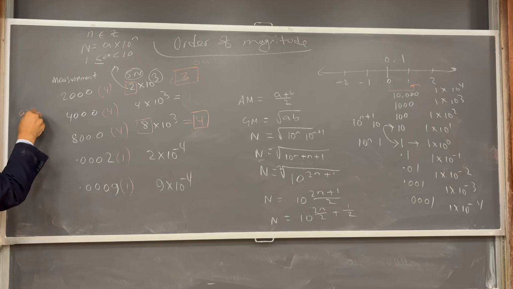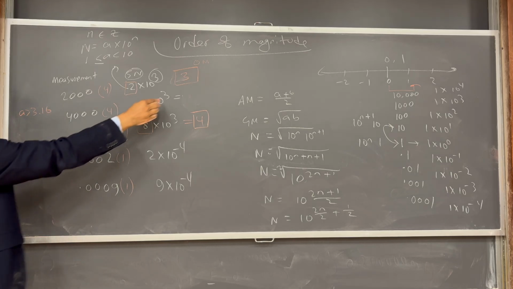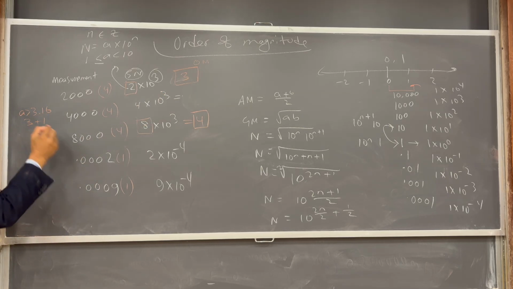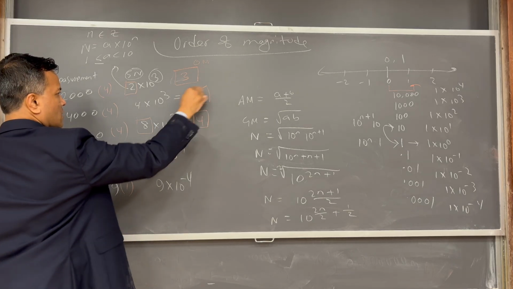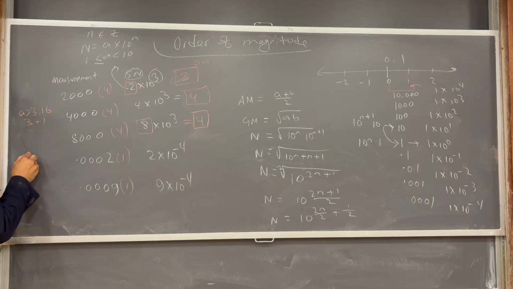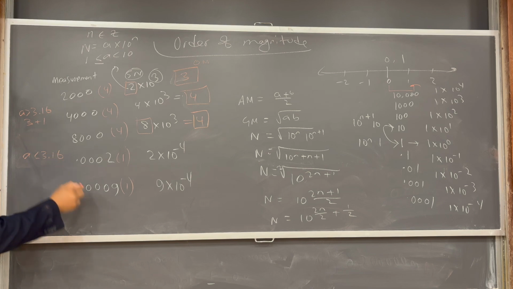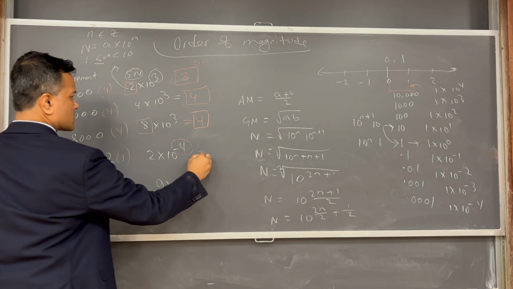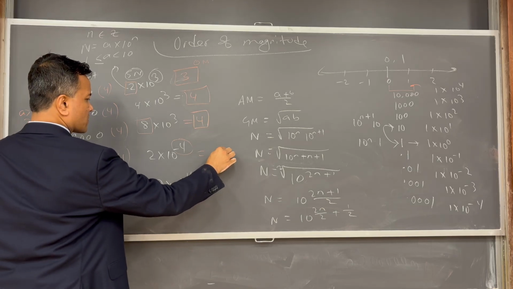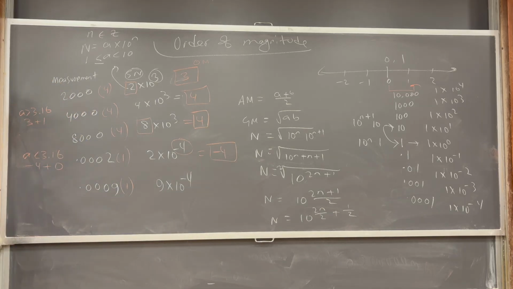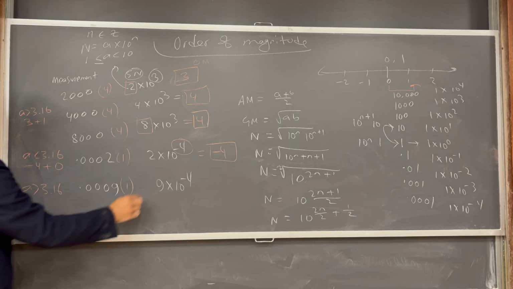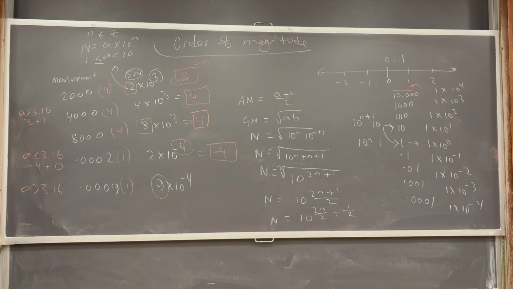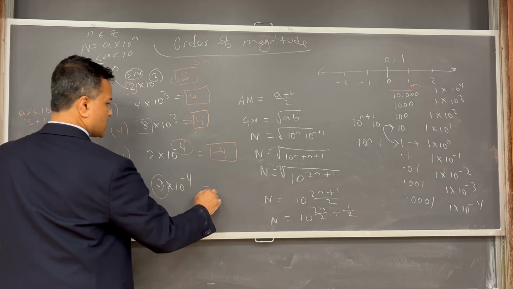A is greater than 3.16, so then 3 plus 1, which is 4. A is less than 3.16, so negative 4 plus 0. So this is negative 4. A is greater than 3.16, then negative 4 plus 1. So then this is negative 3.